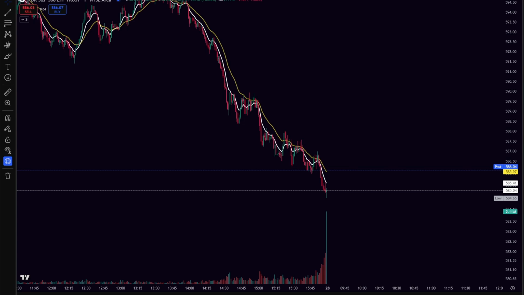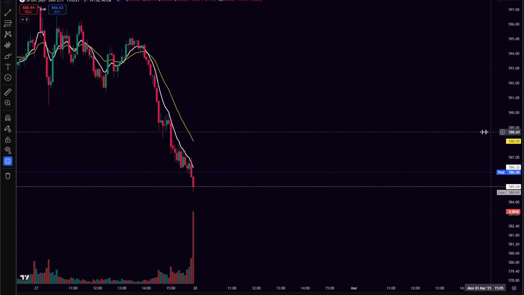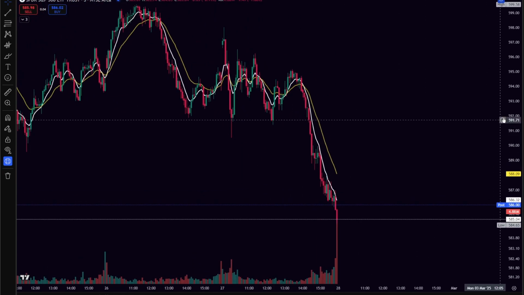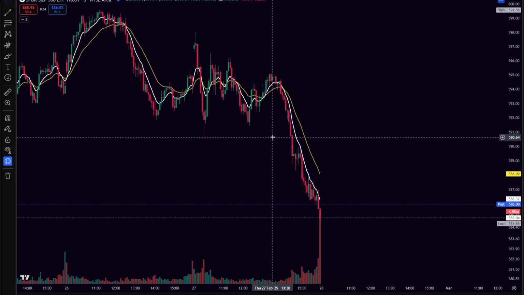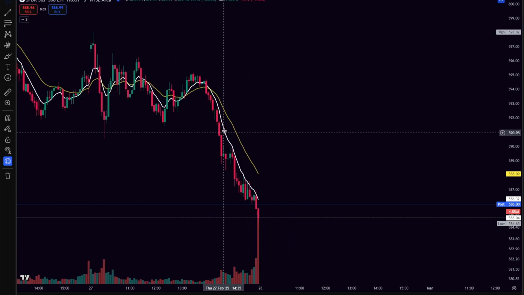So we have the 8 EMA in combination with the 21 for short-term momentum trading. That's what we're using on the 1 minute time frame. And we can also use it on the 5 minute time frame. And a lot of times on the 5 minute time frame, when we're in a trend, you'll notice that price respects the 5 minute 8 EMA pretty well.